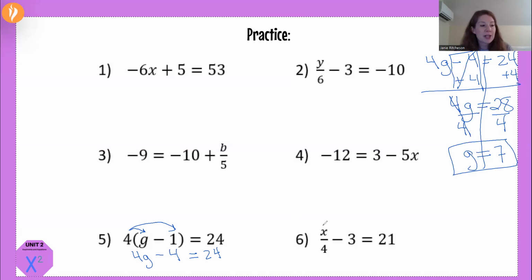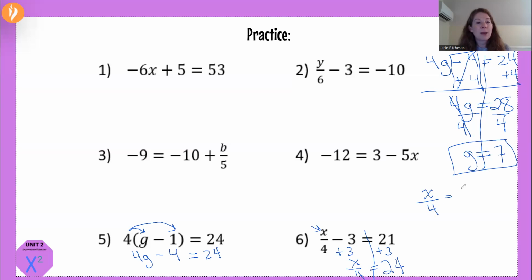Number 6, here's our x. Do you see a minus or plus? Yep, minus 3. What's the opposite of minus 3? We're going to write plus 3 on both sides of the equal sign. So our 3s are gone. So we have x divided by 4 is equal to 24. All right, so let me write this right here, because I'm running out of space.